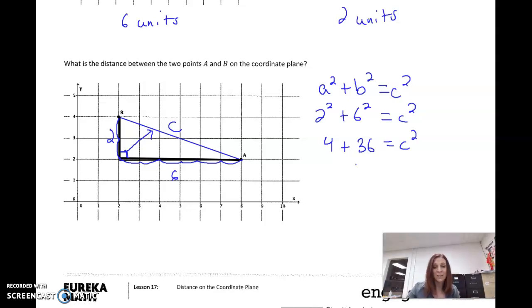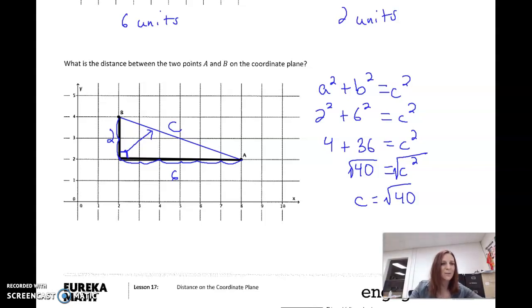4 plus 36 is 40 equals c squared, but that doesn't mean this is 40 units, okay? Because how do we undo squaring something? We take the square root. And again, we're not concerned with any negative solutions when we say what number times itself equals 40. We get c equals the square root of 40. Now, depending on what the directions say, if we need an exact answer, we have to look for perfect squares. So this is maybe a good time to practice looking for perfect squares, right?